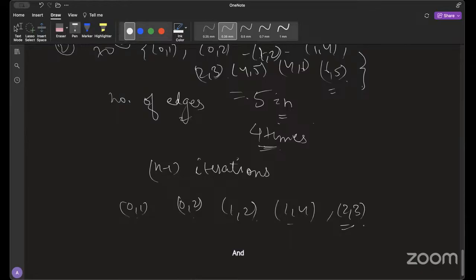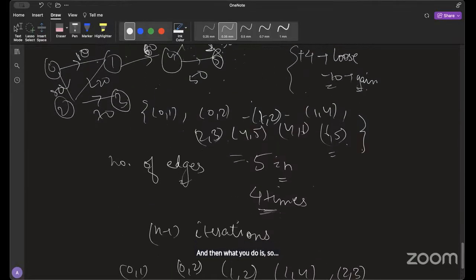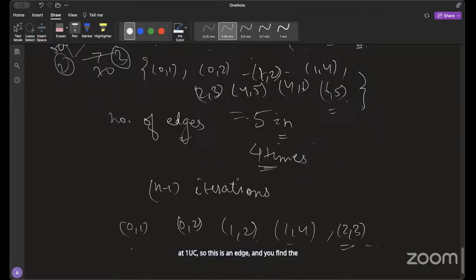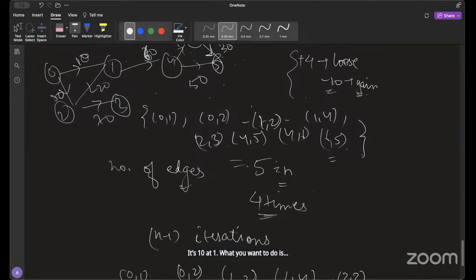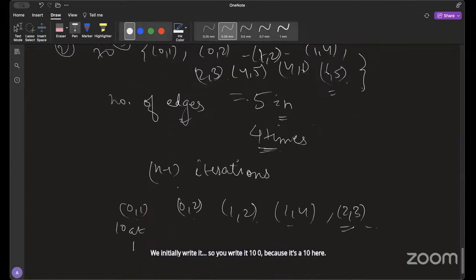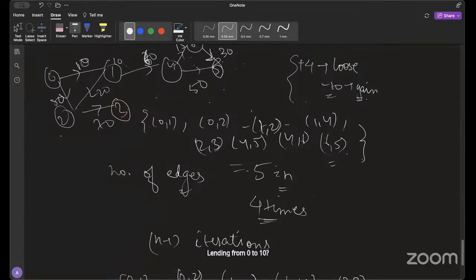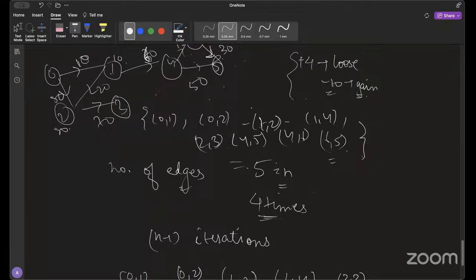And similarly, you write all the vertices, all the edges. And then what you do is, at one you see this is an edge and you find the distance here and you write 10 here. So it's 10 at one. Initially you write a 10 here because it's a 10 here. Then from 0 to 2, it's here. Then from here you have 10 plus 20, so you get a better value here.